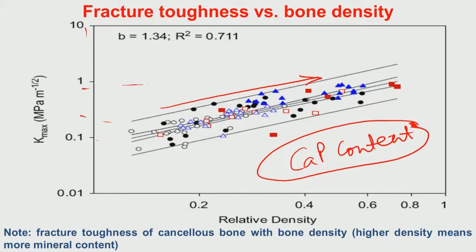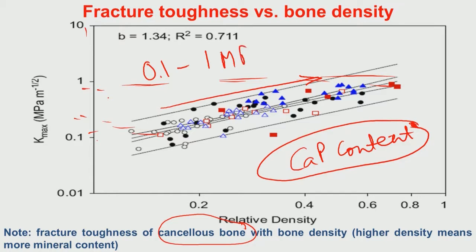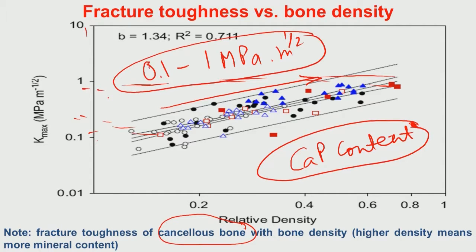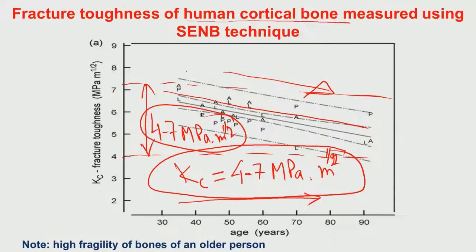So, this is typically the cancellous bone structure. So, cancellous bone is much weaker. Cortical bone has a fracture toughness between 4 and 7, whereas cancellous bone has a fracture toughness between 0.1 to 1 MPa square root meter. So, essentially cancellous bone is extremely weak as far as the mechanical property is concerned, and therefore it has an extremely low fracture toughness. So, it is extremely fragile as far as mechanical loading is concerned.